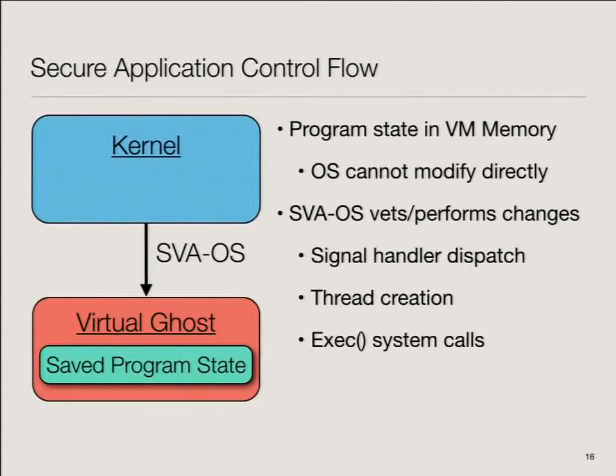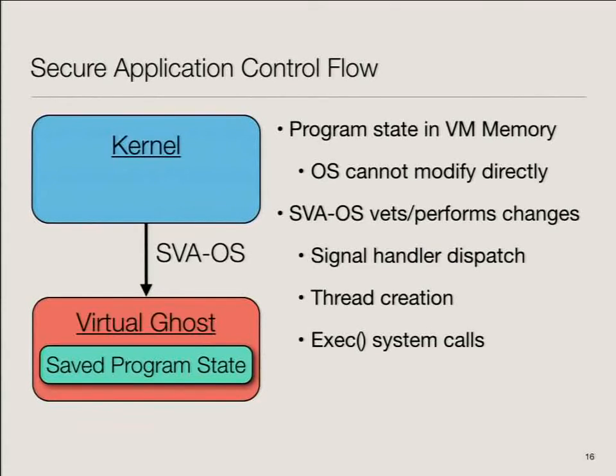So in Virtual Ghost, when there's an interrupt, trap, or system call, the hardware transfers control flow to the Virtual Ghost runtime library, that implementation of the SVA-OS instructions. That runtime library then saves the interrupted program state not into kernel memory, but into the Virtual Ghost VM memory. Then Virtual Ghost transfers control flow to the operating system kernel. So now the operating system kernel can respond to the interrupt, trap, or system call as appropriate.